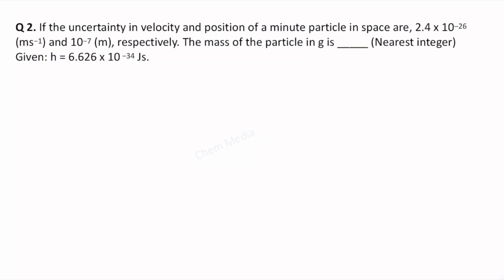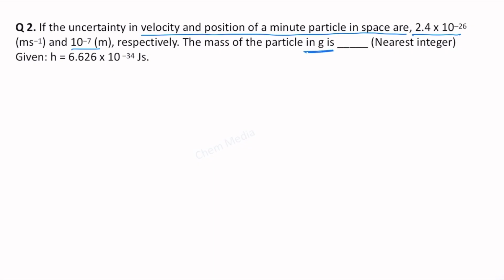If the uncertainty in velocity and position of a minute particle in space are 2.4 times 10 to the power minus 26 meter per second and 10 to the power minus 7 meter respectively, then what is the mass of the particle in gram is?